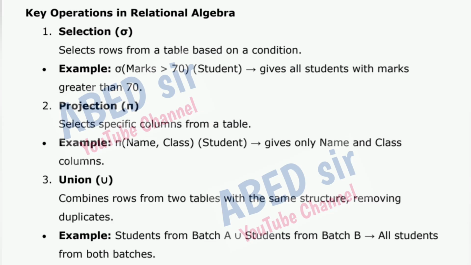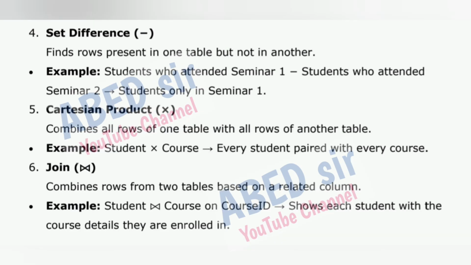3. Union. Combines rows from two tables with the same structure, removing duplicates. Example, students from batch A union students from batch B gives all students from both batches. 4. Set difference. Finds rows present in one table but not in another. Example, students who attended seminar 1 minus students who attended seminar 2 gives students only in seminar 1.